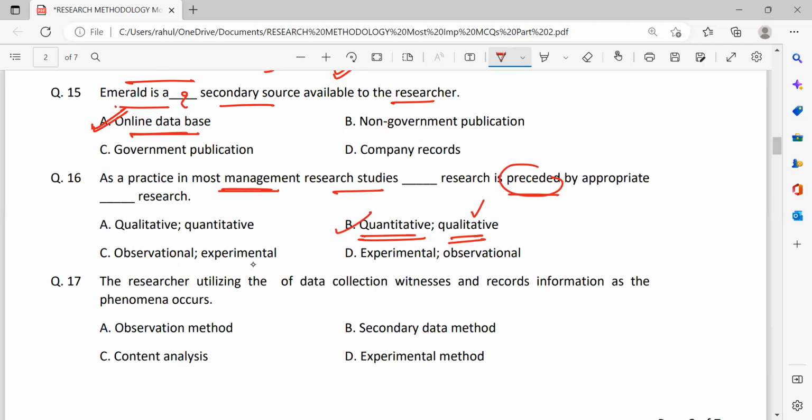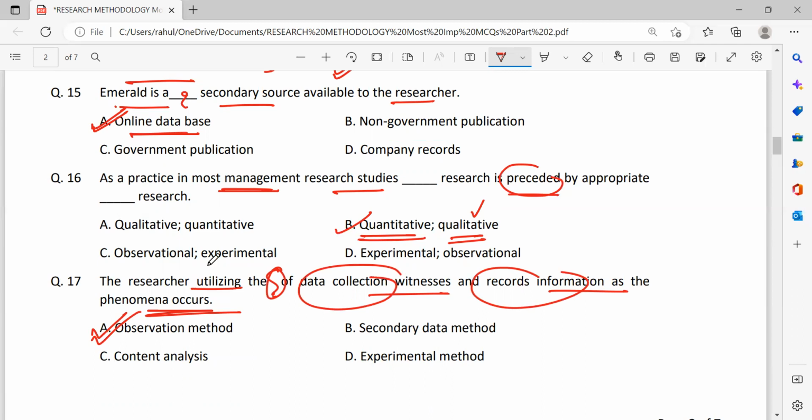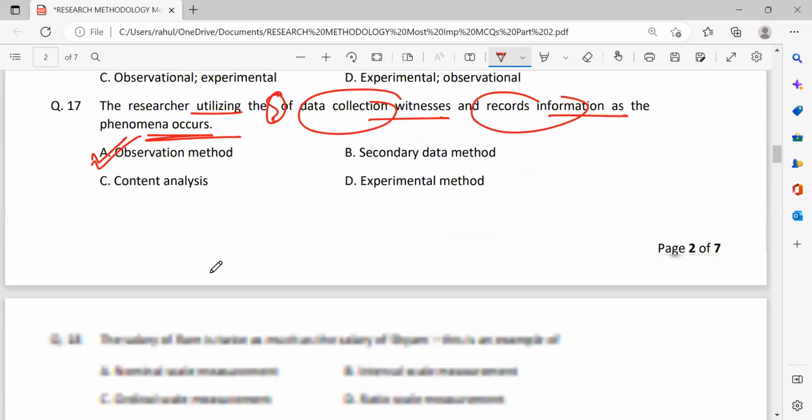Question number 17. The researcher utilizing what kind of method of data collection witnesses and records information as the phenomena occurs? The researcher is utilizing observation methods for collection of the data and recording information as the phenomena occur, right? So option A is the correct answer here.